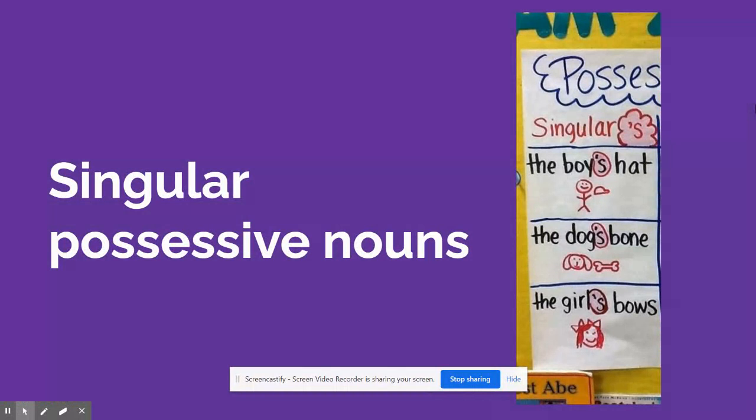Singular possessive nouns. They show ownership to only one person, place, or thing. Typically, we add the apostrophe and then the S. So for example, the dog's bone. It's one dog and the bone belongs to them. So we read it as the dog's bone.